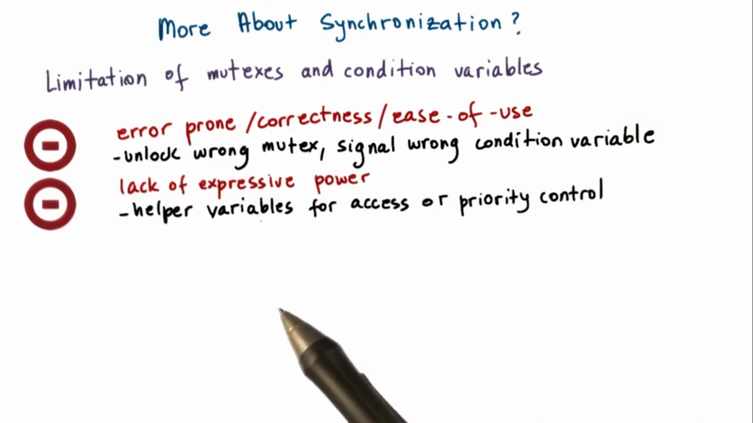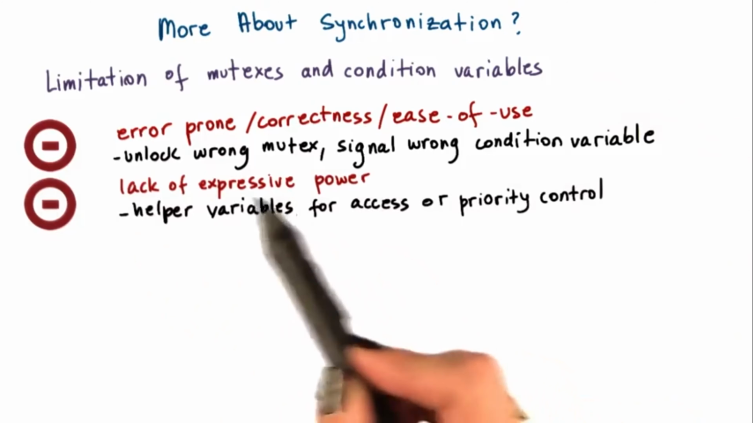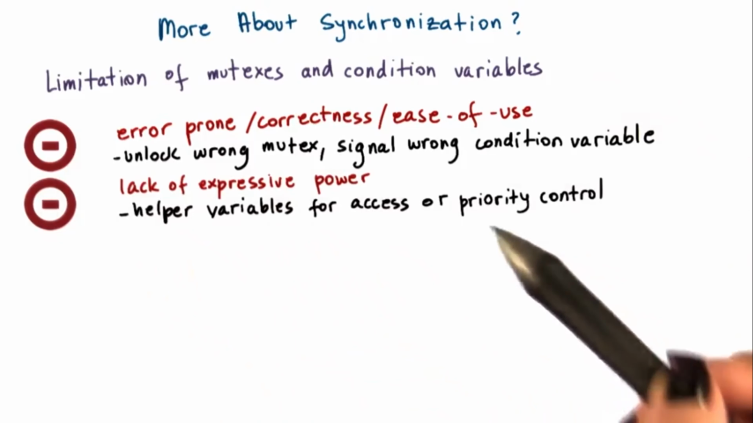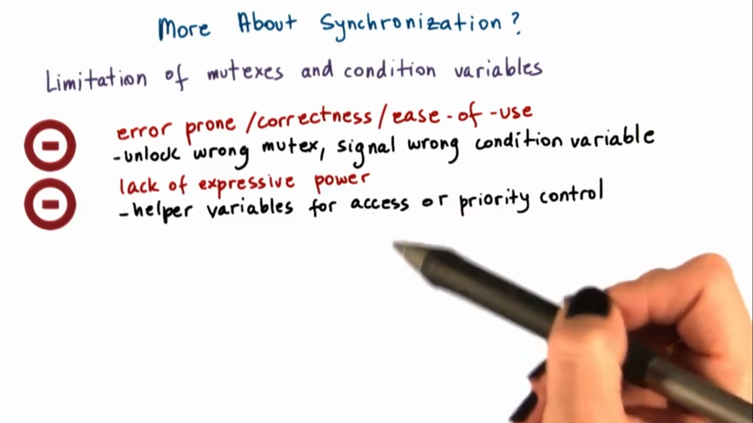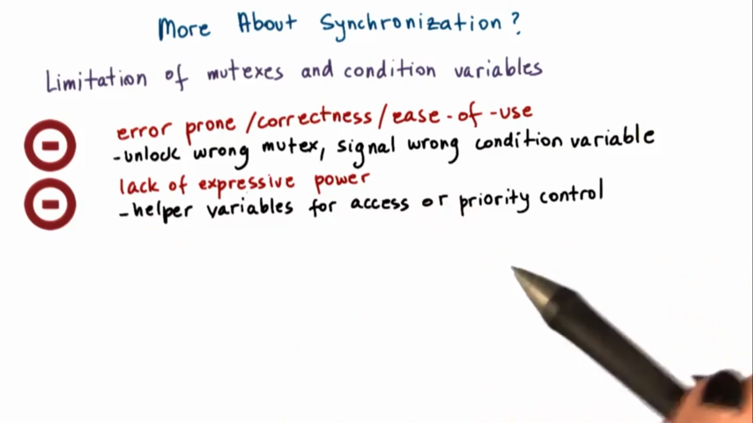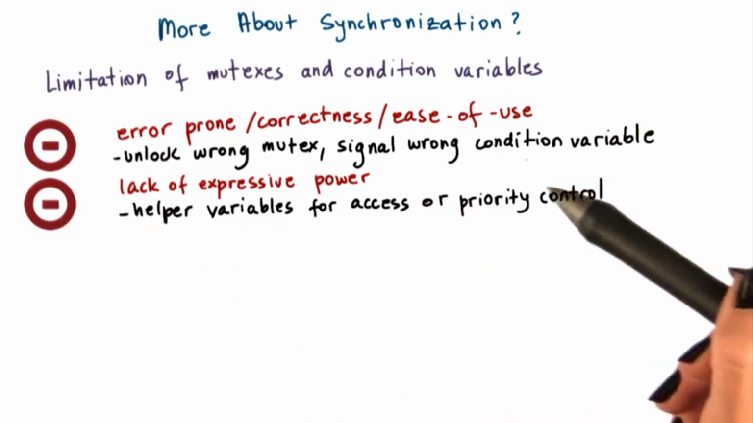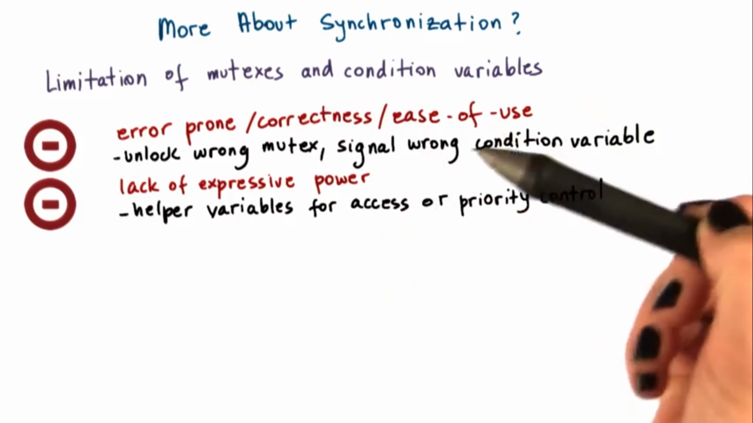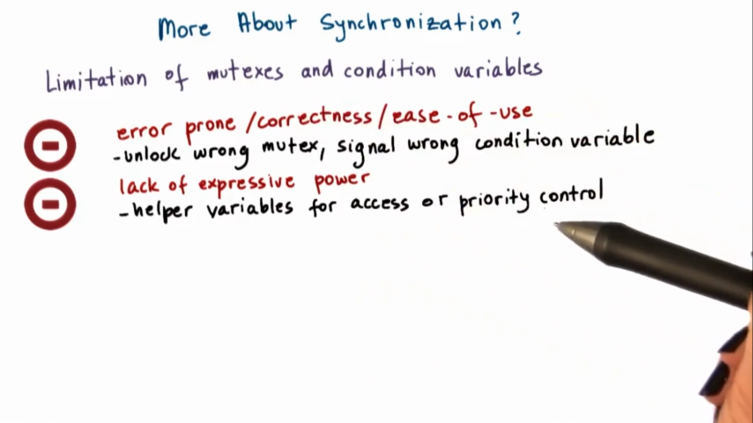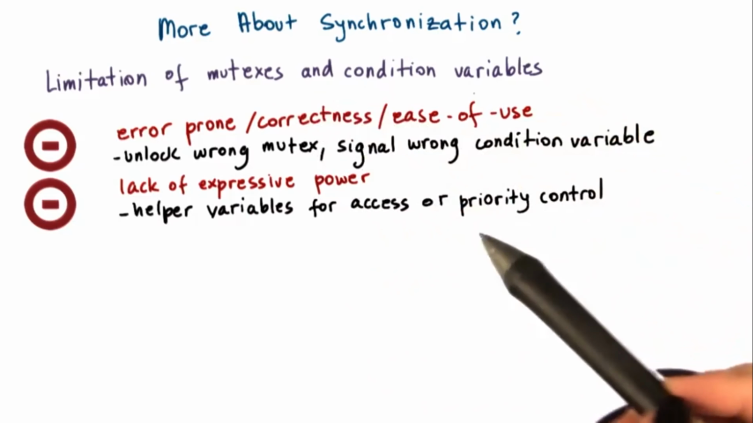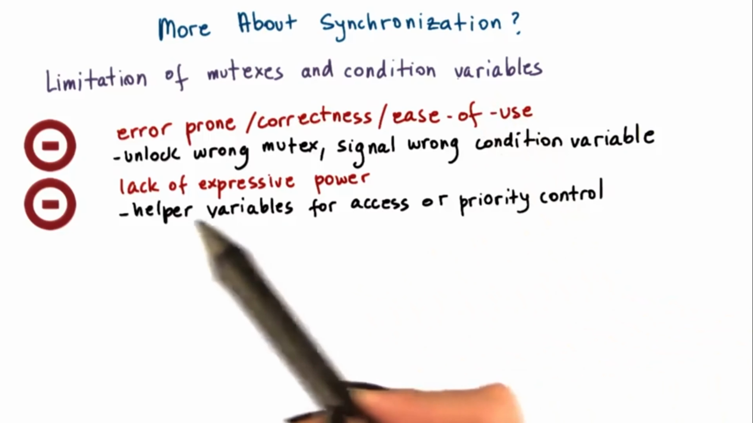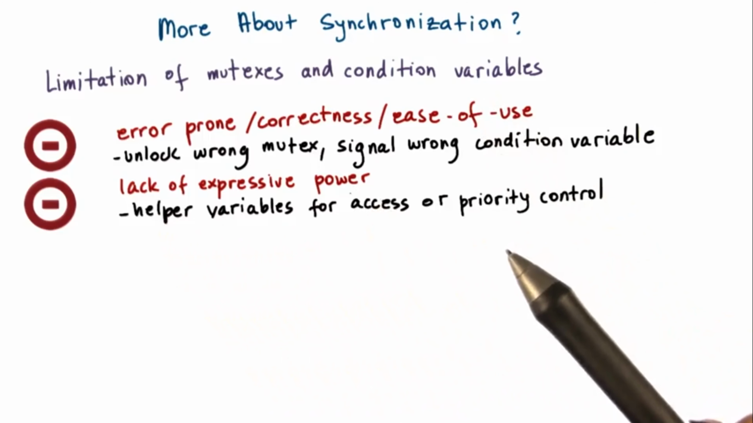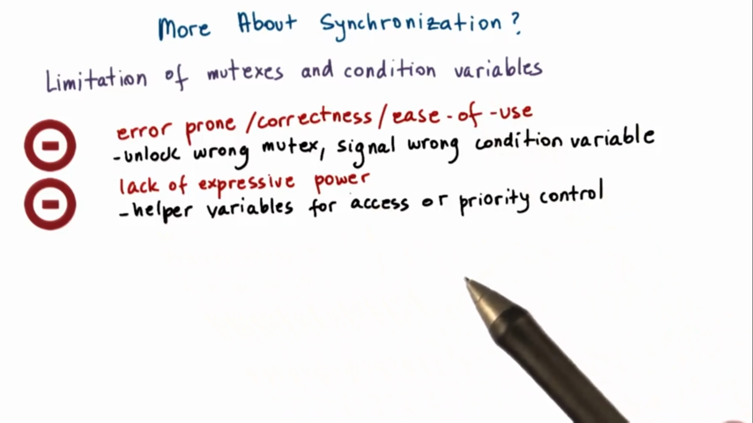Also, in the examples that we discussed, we had to introduce some helper variables when we needed to express invariants to control reader and writer access to a shared file. We also need helper variables to deal with certain priority restrictions, given that mutexes or condition variables don't inherently allow us to specify anything regarding priority. This implies that these constructs lack expressive power. We cannot easily express with them arbitrary synchronization conditions.